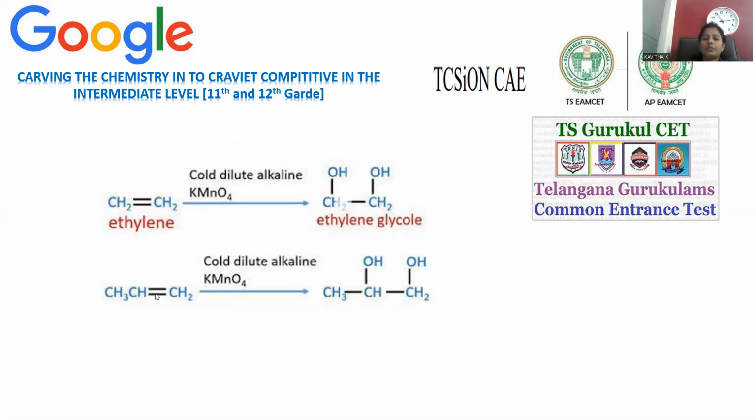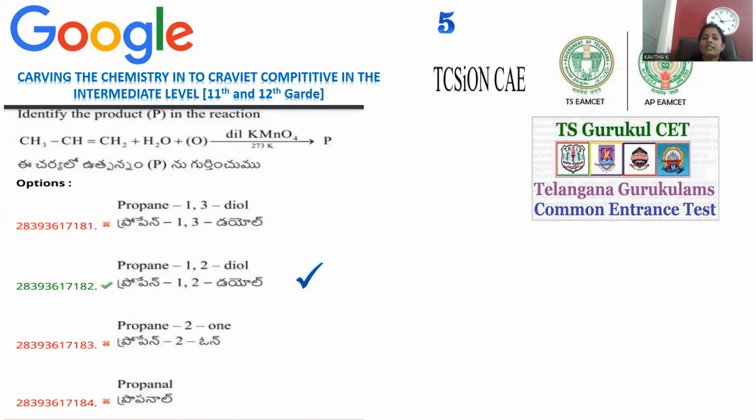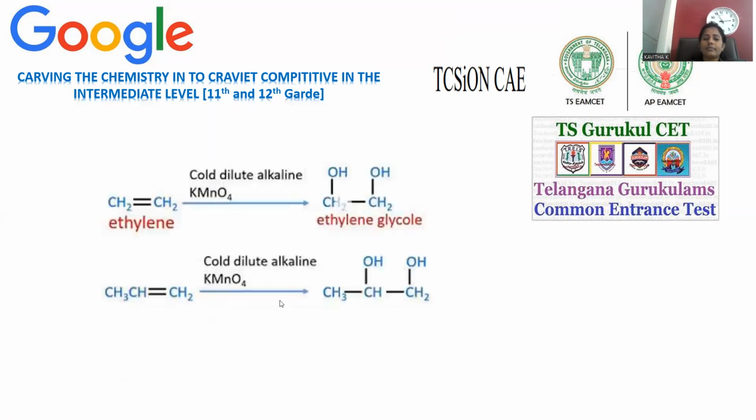Wherever the double bond is present, there we will get cleavage of the double bond, and OH will be generated in the presence of cold dilute alkaline KMnO4. This is the Baeyer's test, a test for unsaturation. Whether a double bond is there or not can be easily identified. This question is collected from the Telangana EAMCET 2023 question paper. Okay, so for question number 5, option number 2 is the correct answer.